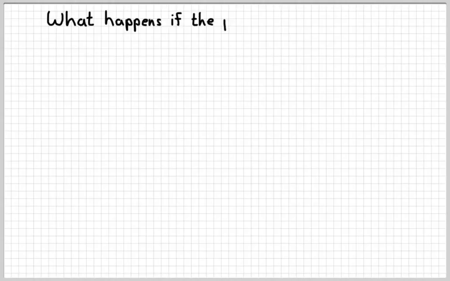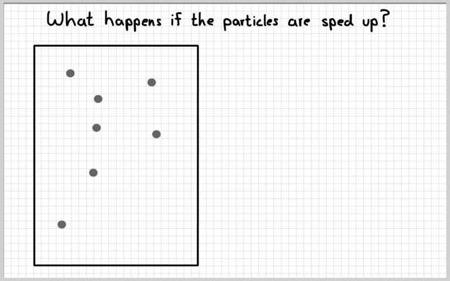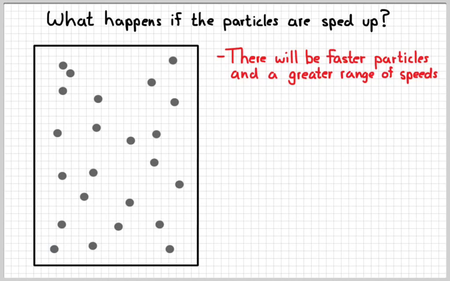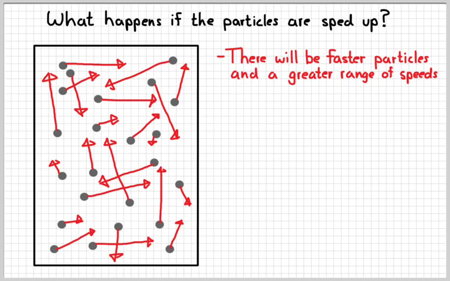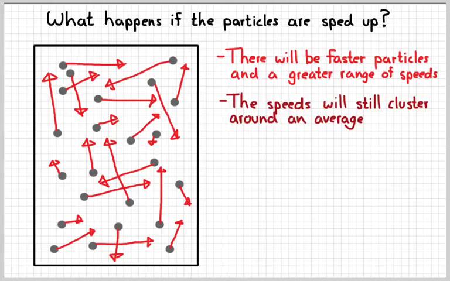So, what happens if we take those particles and on average speed them up? So there's my particles again. If we speed them up, then on average they're going to be going faster. Something like that. Notice that on average the arrows are longer than they were before. The speeds are still going to be clustered around an average. So notice that there's still a medium ground that most of the particles are at. Not too fast, not too slow.